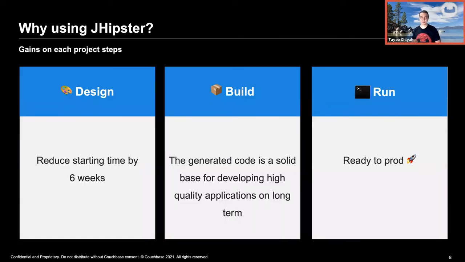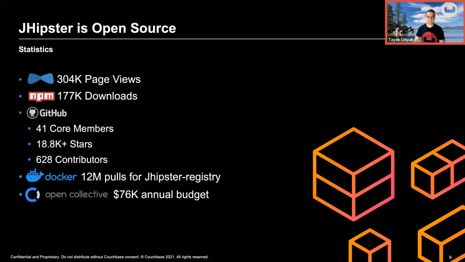Why should you use JHipster? It has full cycle development, all the way from sketching it out to putting it in production. It can reduce starting time by 6 weeks, and generated code is a solid base for developing high quality applications on long term. Everything works out of the box without any initial configuration. Just ready to prod.